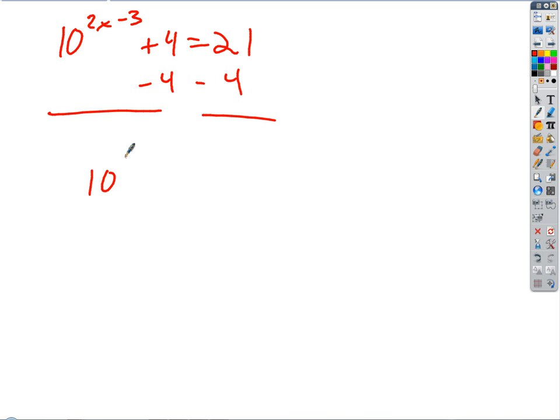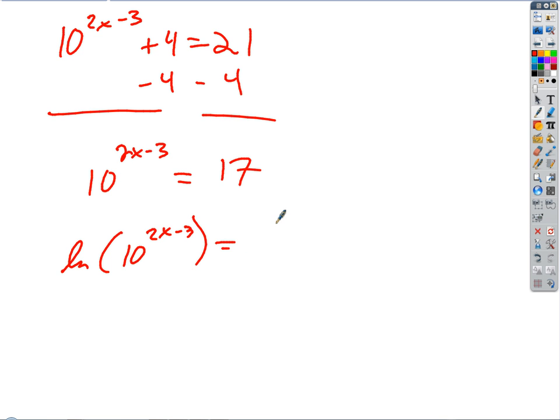Same thing is true. I just want to show you. See one like this? Same deal. Don't panic. All I got to do is just get this thing simplified as much as I can and take a log of both sides. If I subtract 4 from both sides, I just get 10 to the 2x minus 3 equals 17. That looks pretty ugly because the x I'm trying to solve for is stuck in the exponent, so we just take a log of both sides. Natural log of 10 to the 2x minus 3 equals natural log of 17, just a number.